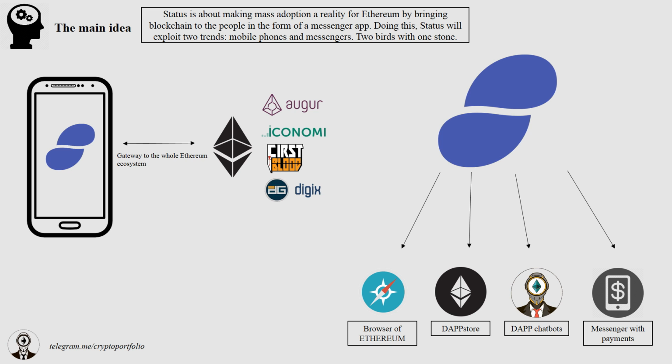Another big feature which is coming to Status in the near future is the DAPP store, where all the DApps will be grouped and structured. Also, as far as I know, there will be curators who will be able to rate DApps and group them. Basically, it is the iOS App Store, but with Ethereum decentralized applications.